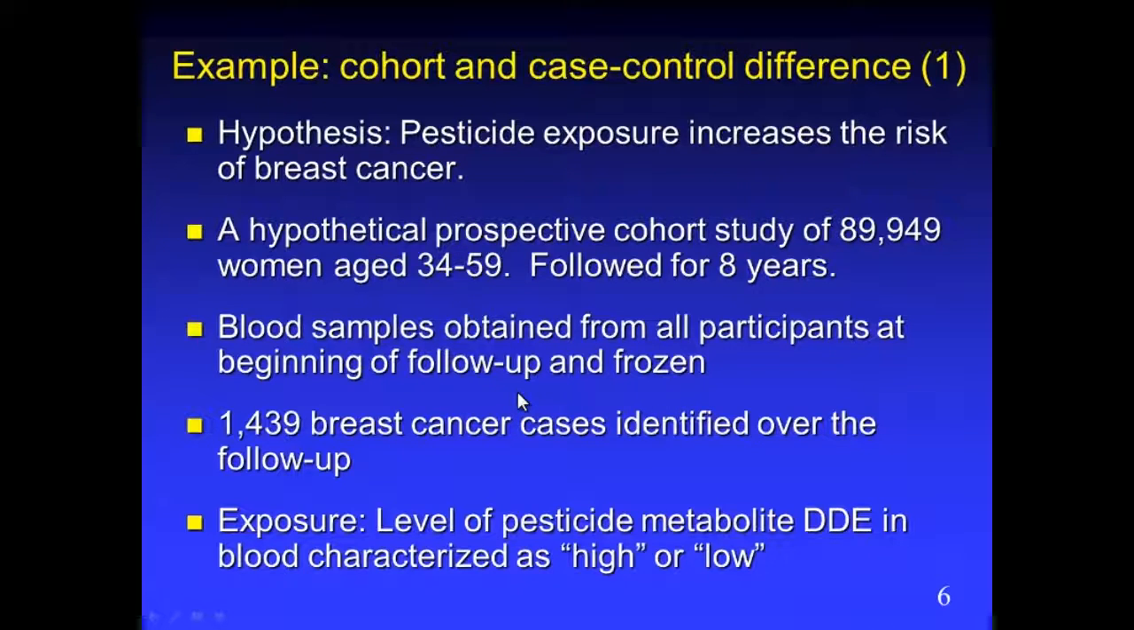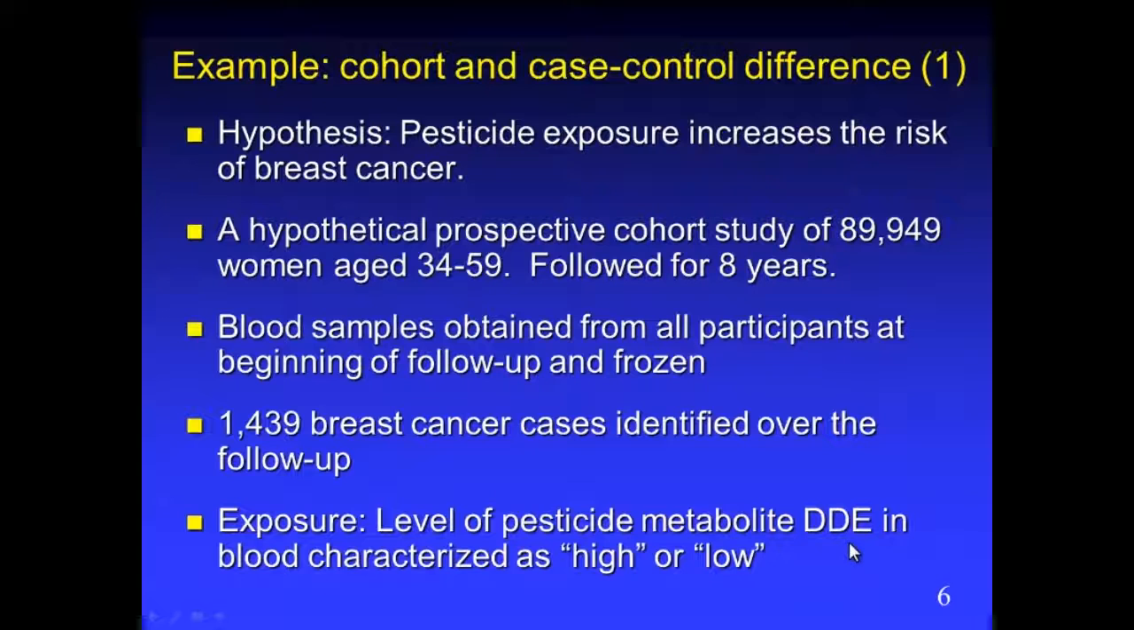But as is typical in cohort studies, we collected blood samples from all the participants at the beginning of the follow-up, because we may not be entirely sure at the beginning what exactly we want to do with those blood samples, but blood samples are always useful. They have various biomarkers that may give us a lot of information. So in this cohort study, over the 8 years, 1,400 or so breast cancer cases occurred during the course of the follow-up. And then we have a hypothesis.